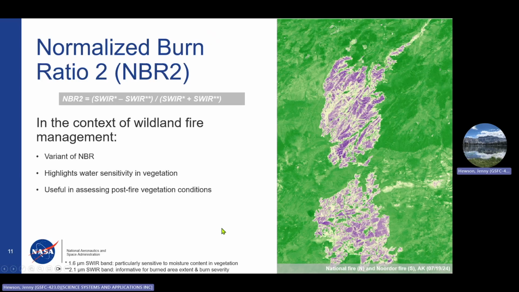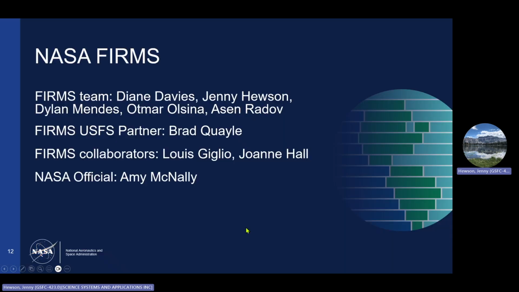The normalized burn ratio 2, or the NBR2, is actually a variant of the NBR that is highly sensitive to water in vegetation. And so by combining the 1.6 micron shortwave infrared and the 2.1 shortwave infrared band, we get additional information, and again, it can be useful in assessing post-fire vegetation conditions. And this is the Nordoor Fire in Alaska, the Nordoor Fire in 2024.